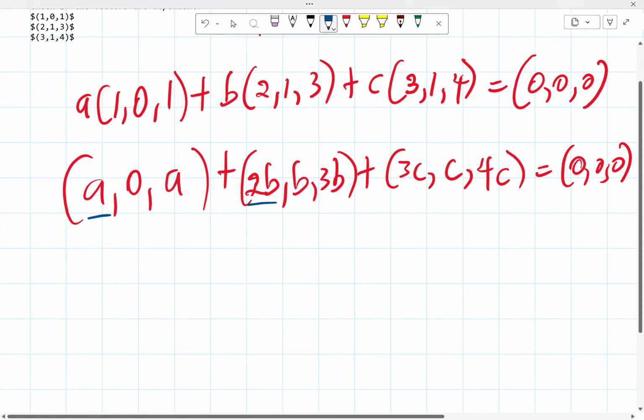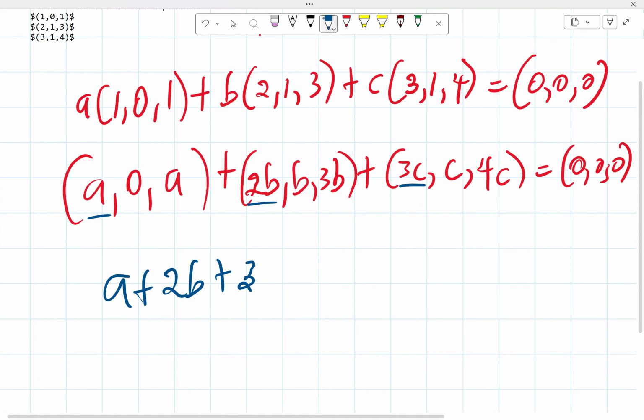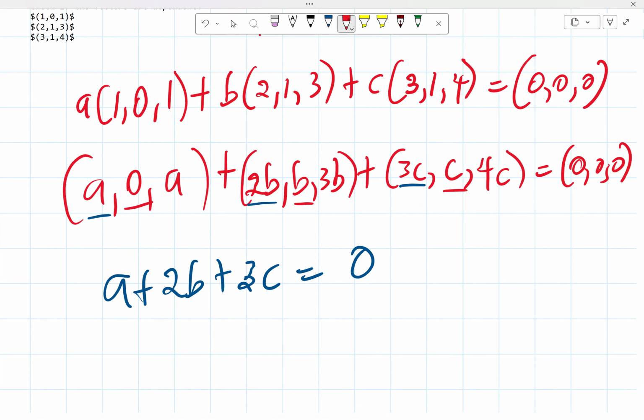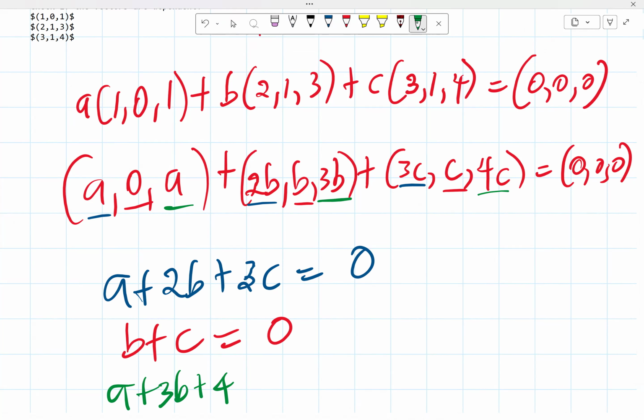So A plus 2B plus 3C is equal to 0. That's the first one. And the second one, we have 0 plus B plus C. So that is B plus C, because the first one is 0, and that is equal to another 0. Then next, we have A plus 3B plus 4C, so A plus 3B plus 4C equals 0.